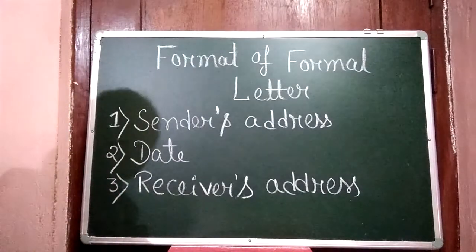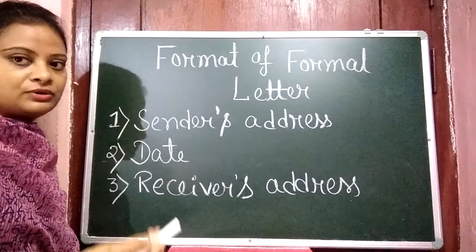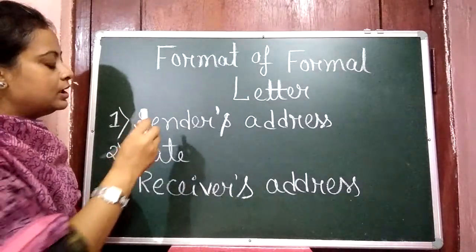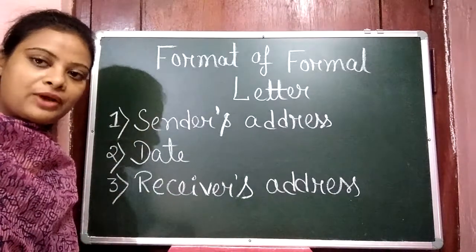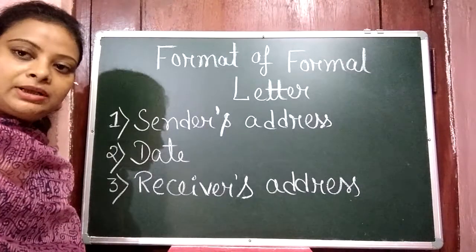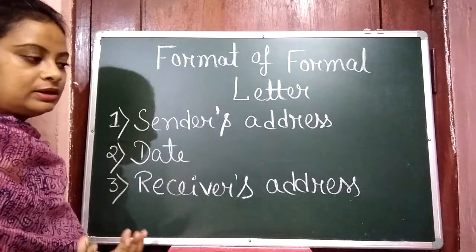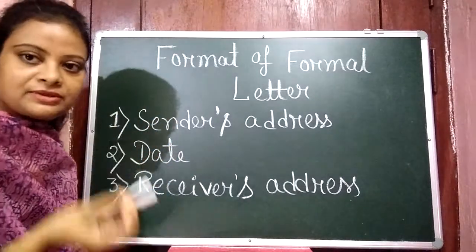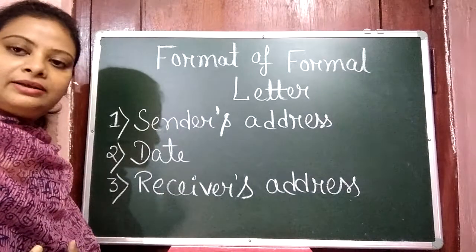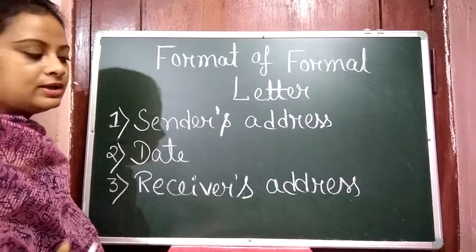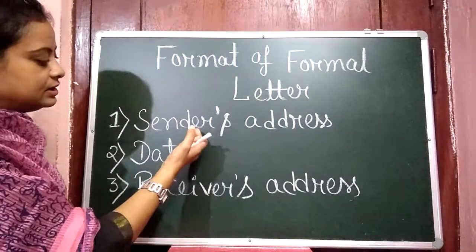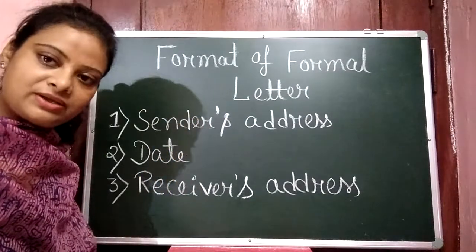Okay, let's start with the first point. Just like an informal letter, you have to write the sender's address. When you are writing a formal letter to a person, to an institute, to the principal or to the in-charge or whoever in the offices, you have to follow such steps. The first one is the sender's address. Who is the sender here? I am sending a letter, so it must be my address. So sender means myself. I am writing a letter, so it's my address, the sender's address.